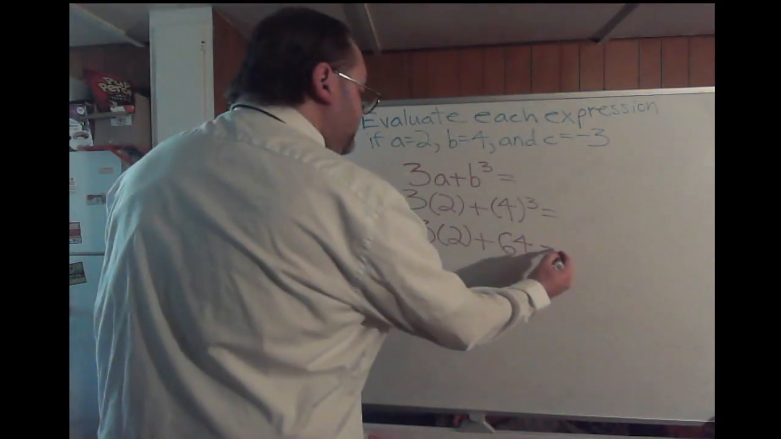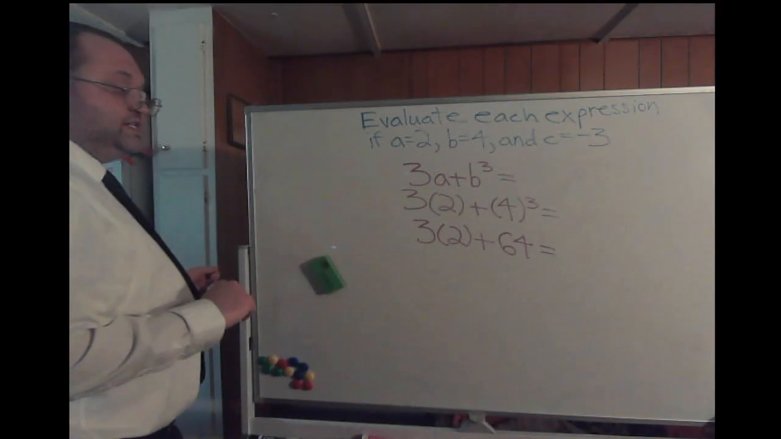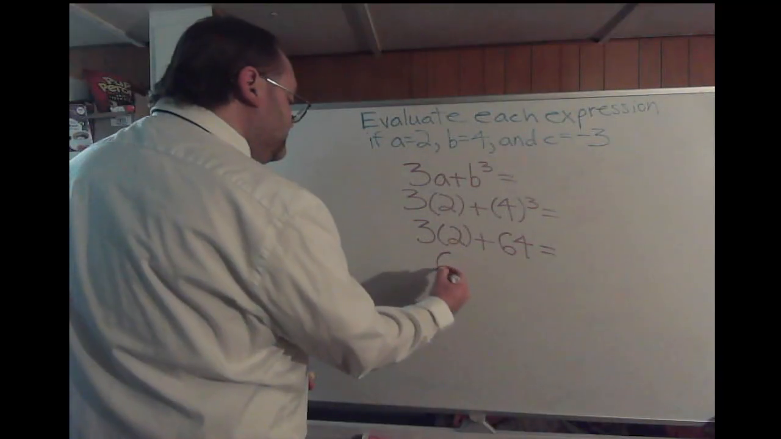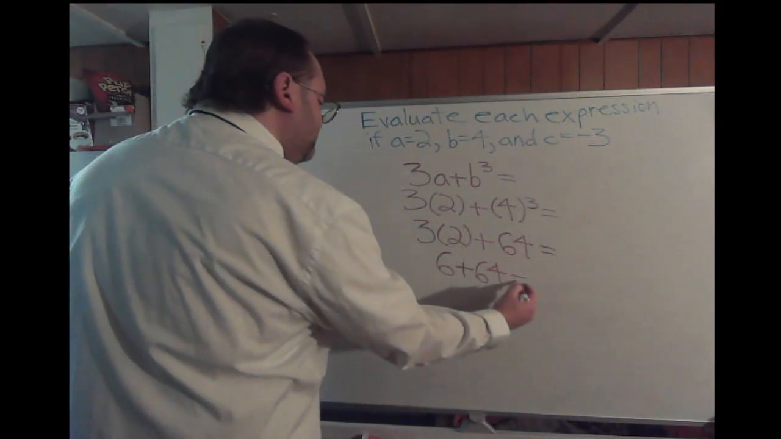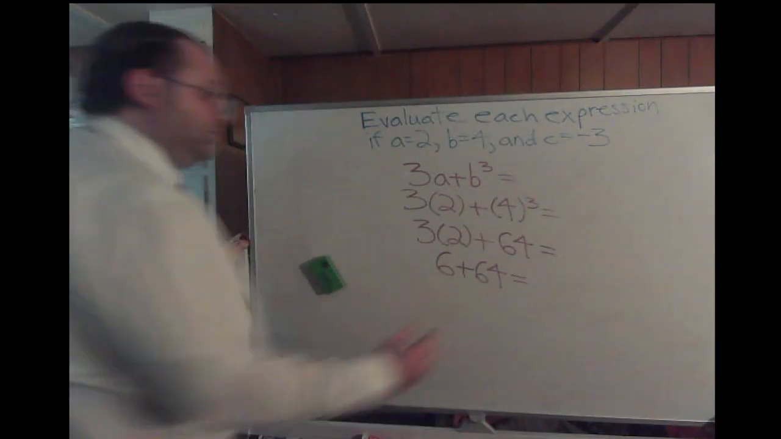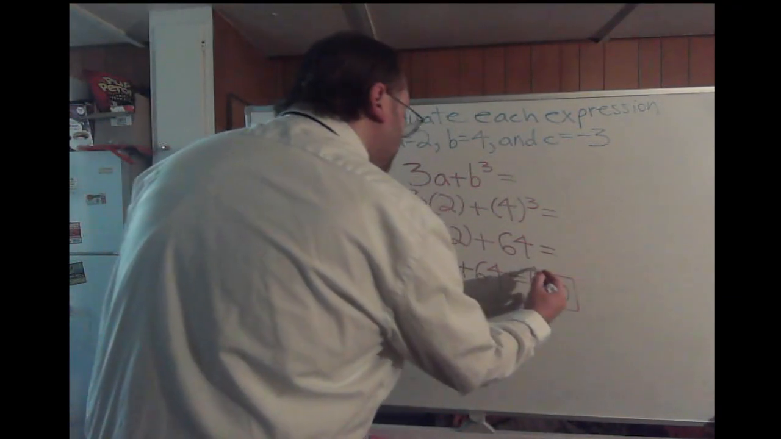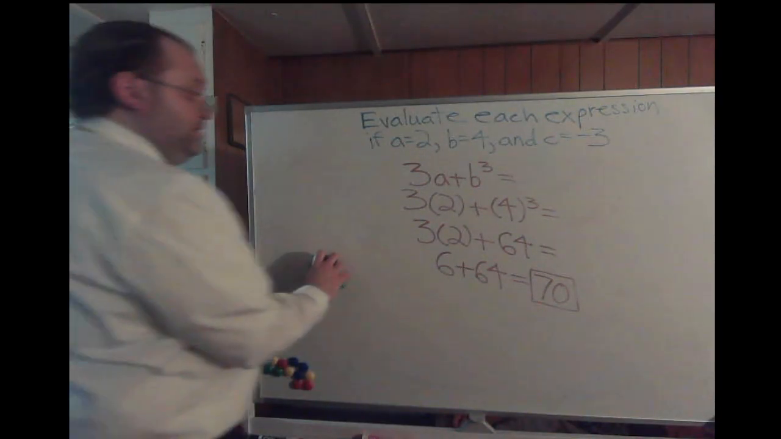So now you're left down to a multiplication and addition problem. Order of operations tells us multiplication comes first. So 3 times 2, that is 6. Then you'll have plus 64. Now you just have a simple addition problem. 6 plus 64 is, in fact, 70. So that would be your answer, 70.